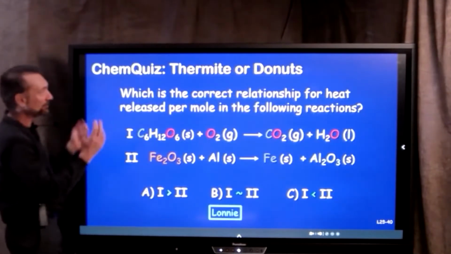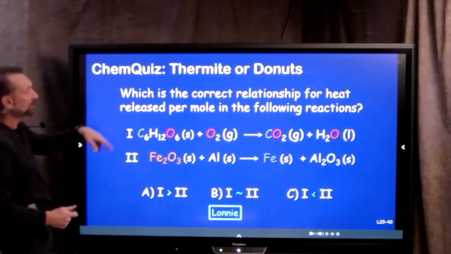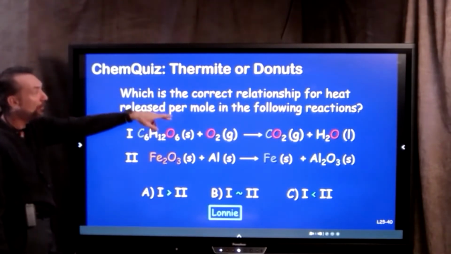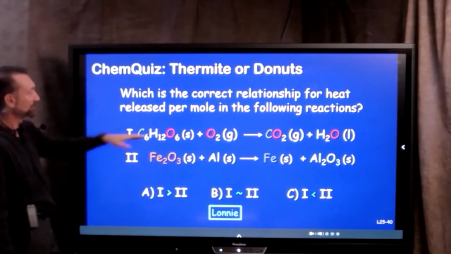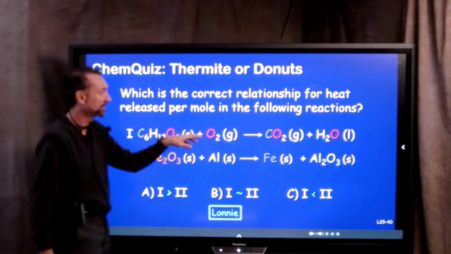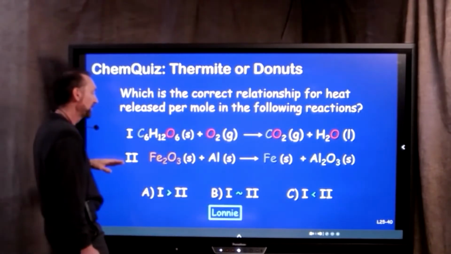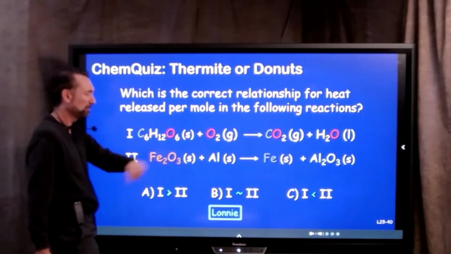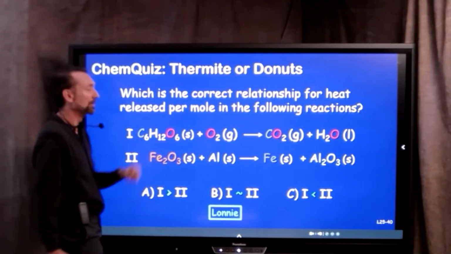So you do a chem quiz kind of based on that, which is the correct relationship for heat released per mole in the following reaction. So here we do have sugar, glucose, C12H6O6, reacting with oxygen. Here we have that iron, I keep saying aluminum oxide, iron oxide, aluminum, the thermite reaction.